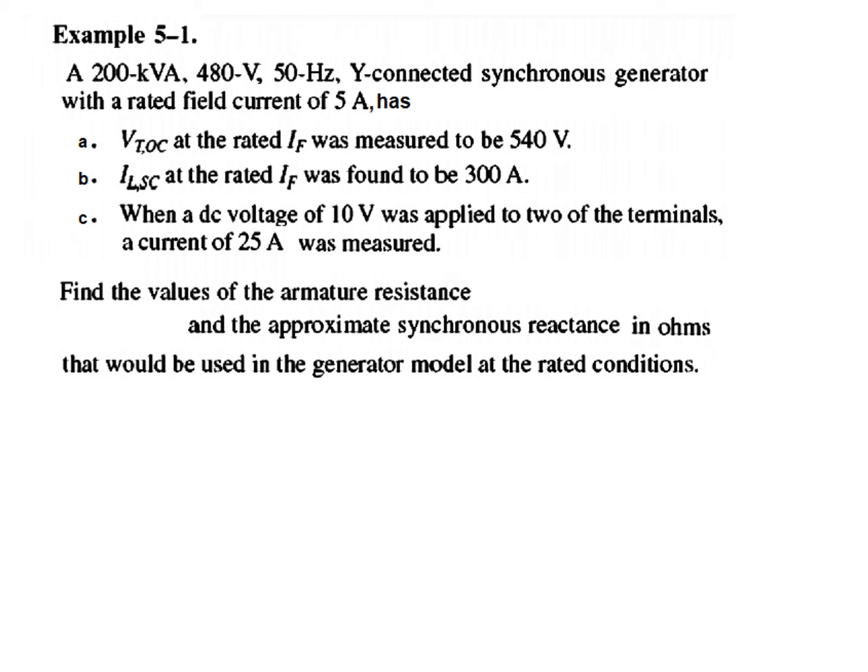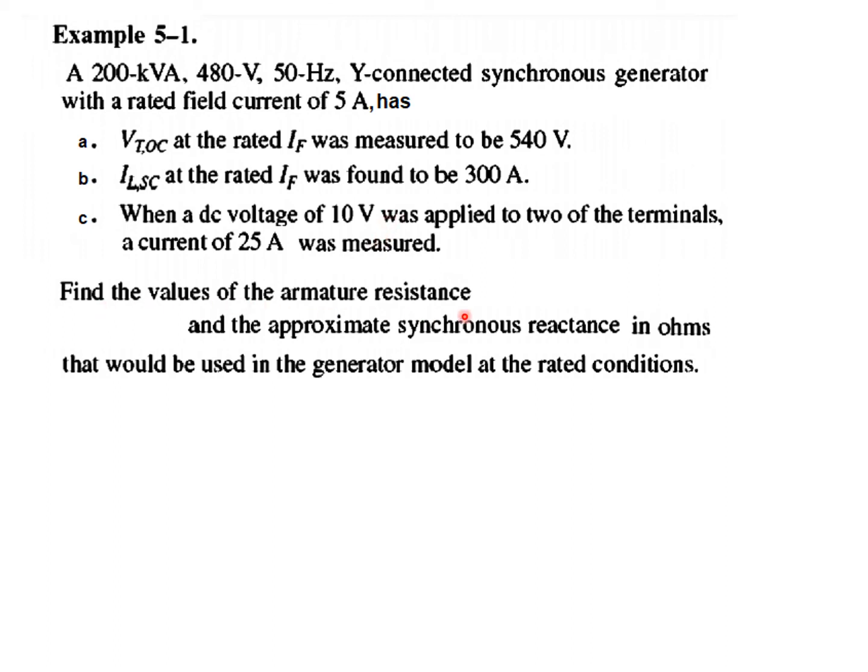And when we measured the open circuit voltage at the rated field current, it was found to be 540 volt, so V_OC. And the line current or the short circuit current that we measured was 300 ampere. And the third is to measure the resistance of the armature. When a DC voltage of 10 volt was applied to the two terminals, a current of 225 ampere was measured. So this is measuring the DC resistance.